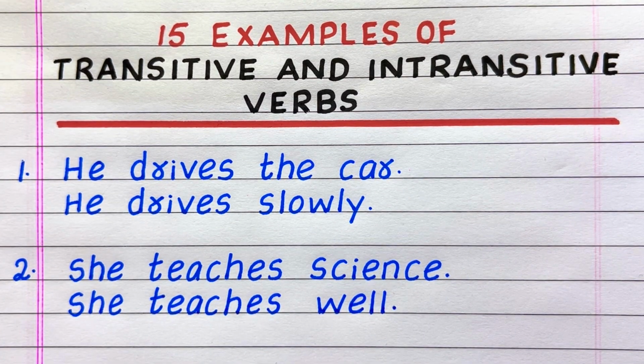First example of a transitive verb is he drives a car, while he drives slowly is an intransitive verb. Second, she teaches science is a transitive verb, while she teaches well is an intransitive verb.